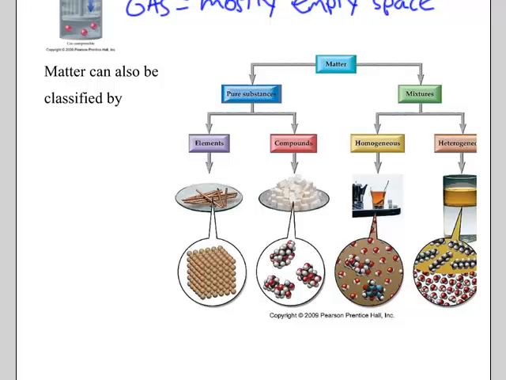So now that we know about solids, liquids, and gases, another way to classify matter is based on the composition of that matter. And we're going to go through this diagram from the textbook. Notice at the top of the diagram we start with matter. So basically anything that occupies space and has mass would fall into here. And then we're going to split that into either pure substances or mixtures. And pure substances will be further broken down into either elements or compounds, and mixtures are either homogeneous or heterogeneous.